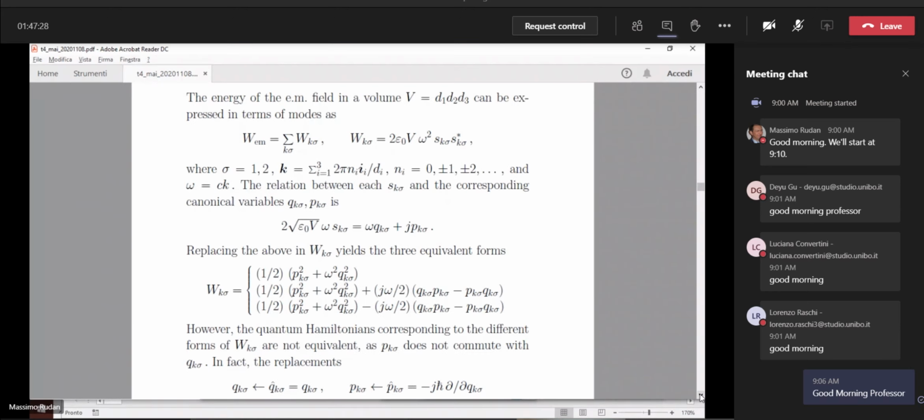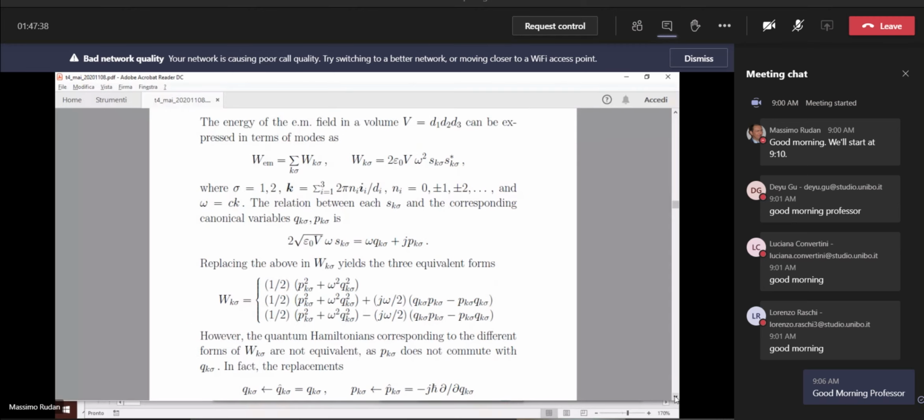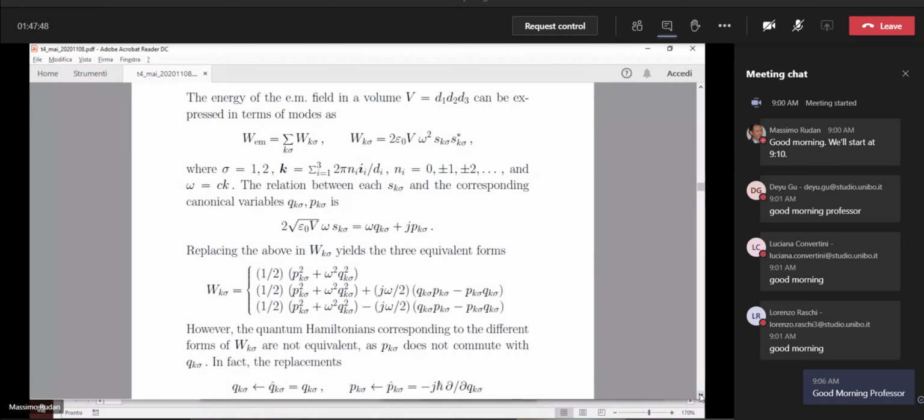The form of this function is not very relevant, but you can see that W is quadratic with respect to S, because it is S times the conjugate. S is complex, okay? But of course, when we multiply S by the conjugate, we obtain something that is real, because the energy associated to each mode, of course, must be real, okay?